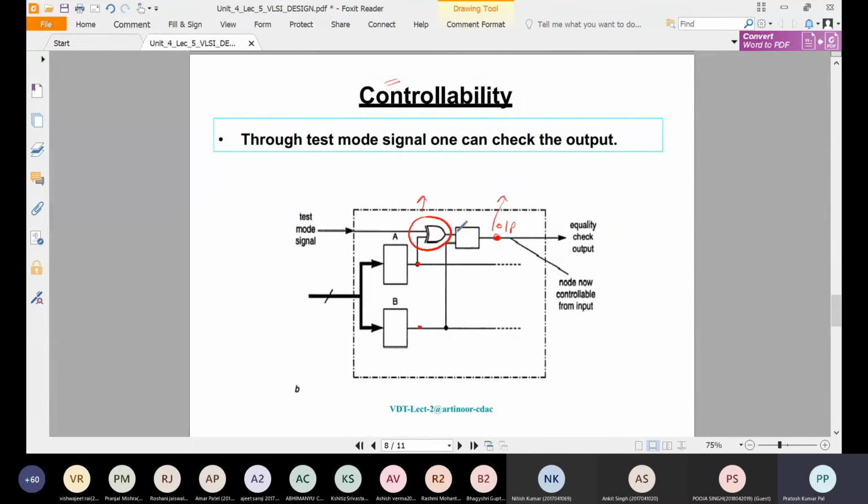So for testing purposes, we may have another extra circuitry that should be used for testing. Now once we have used extra circuitry, this node can be considered a controllable node from the input, because it is having a test mode, and this allows you to direct this input. With respect to that, it can control the output.